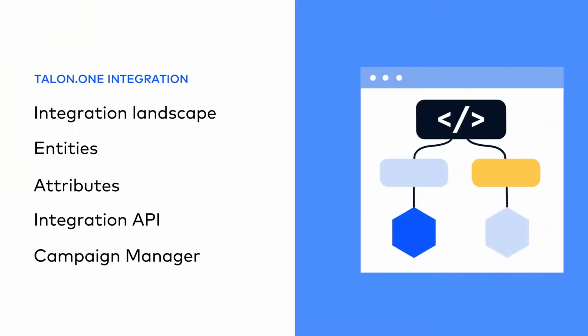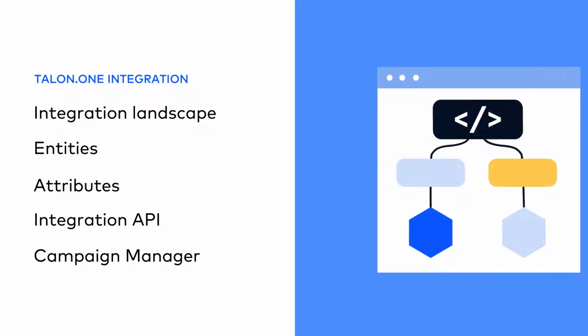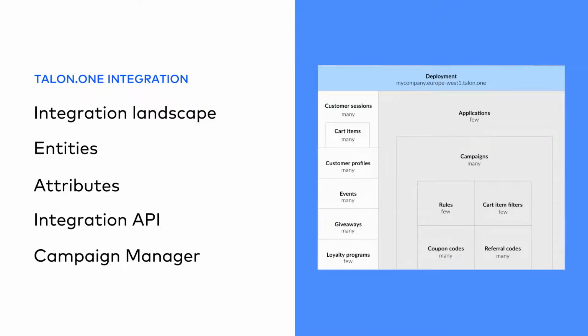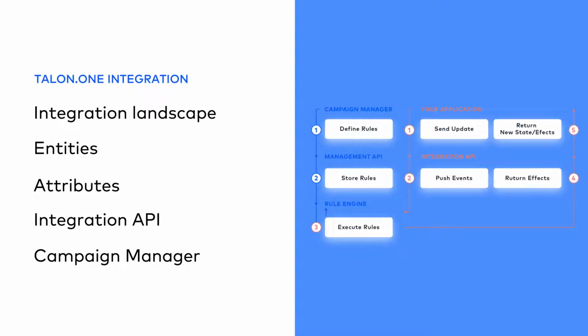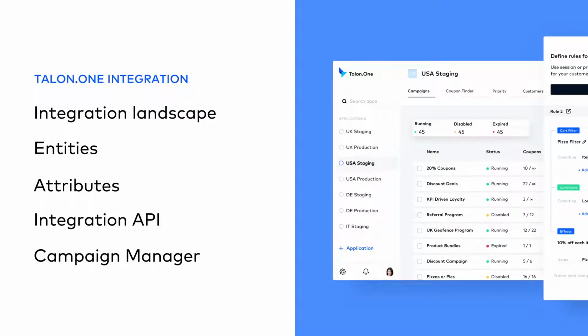We're going to be going through a short training video of how to integrate Talon.One. We're going to start off by looking at the integration landscape page and then going through different entities of Talon.One as well as attributes, the integration API, and then we're going into the campaign manager to build a campaign and send our first request through Postman.